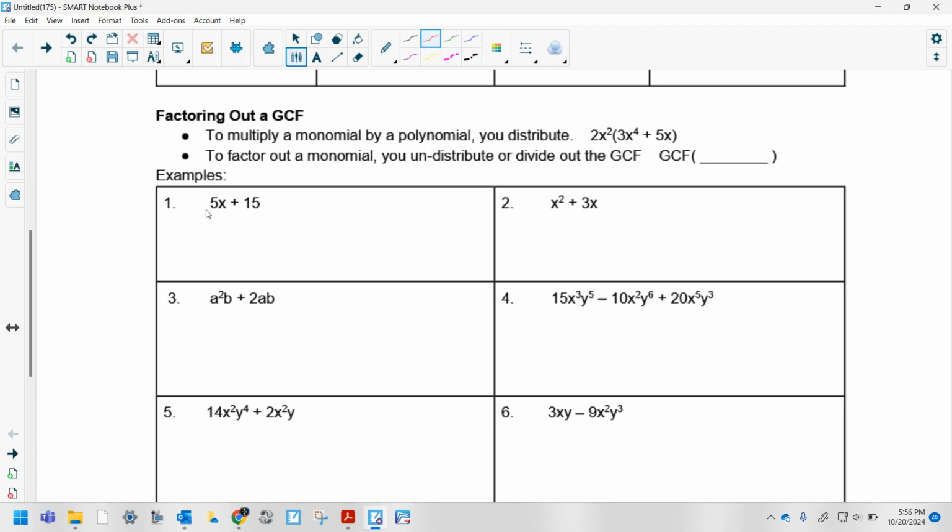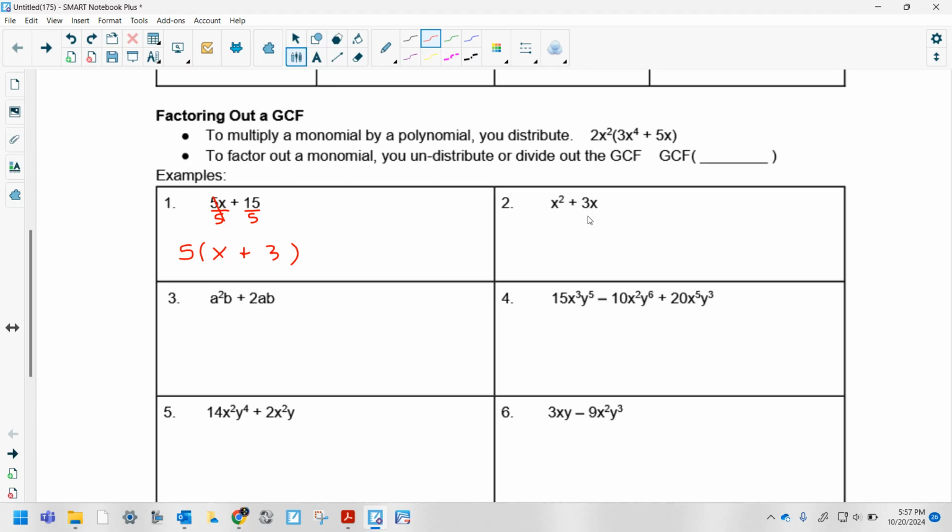The biggest number that goes into both of them is 5. Once we find the GCF, we're going to divide each term by that GCF. 5x divided by 5 is just x. The 5 divided by 5 would be 1. I could put a 1 in front of here, but I don't have to. 15 divided by 5 is a positive 3. We have to write plus and then 3.